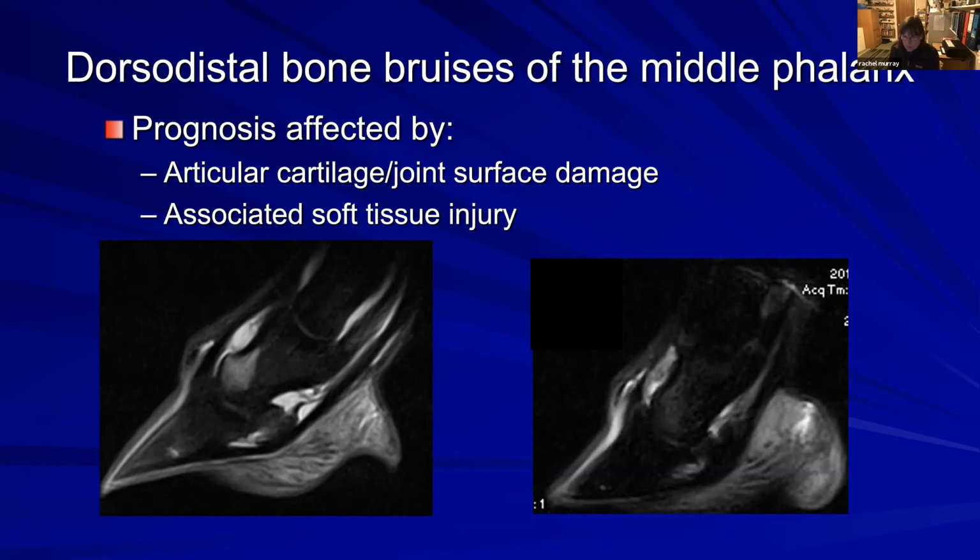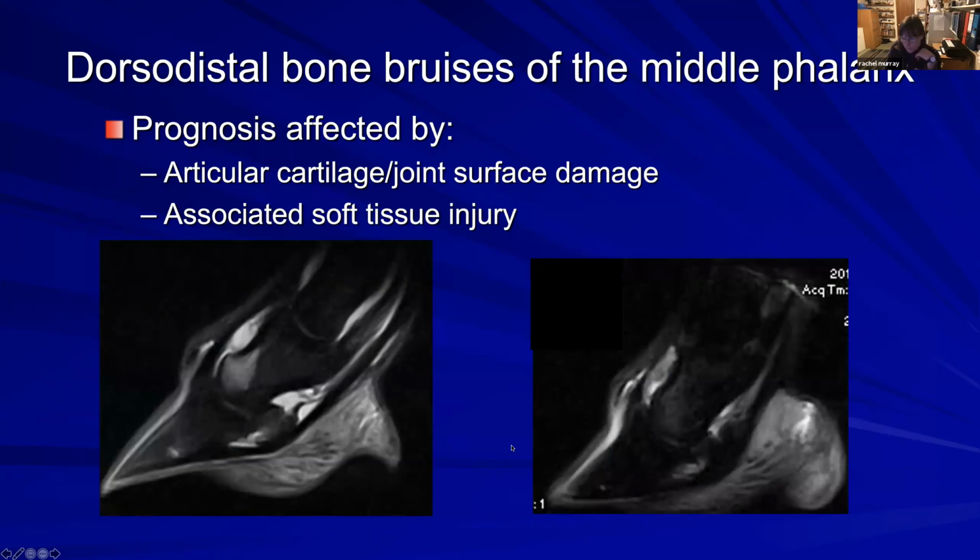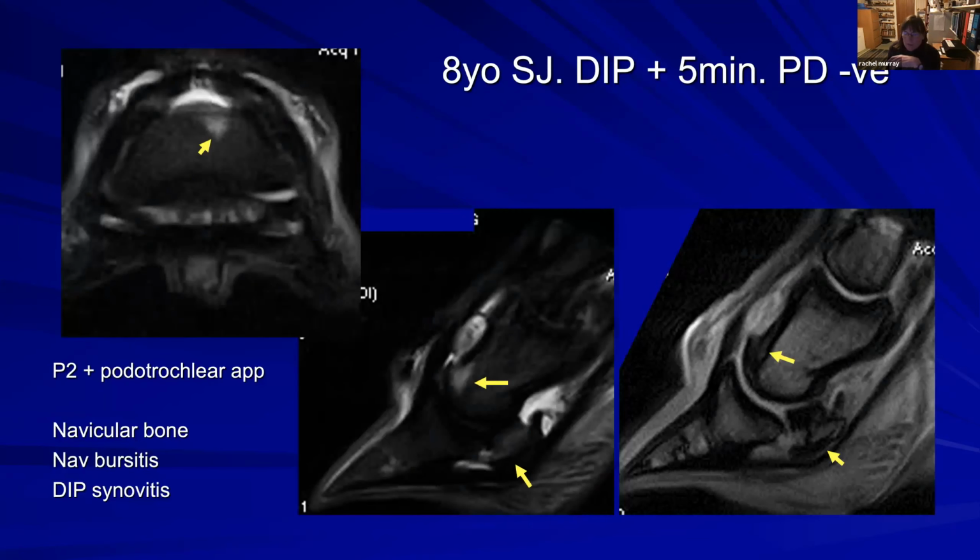For example, this one was an 8-year-old show jumper, which blocked out to the distal interphalangeal joint, was negative to a palmar digital. And you can see we've got a significant dorsodistal bone injury of the middle phalanx. But in association with that, we have also got significant podotrochlear apparatus injury, so we've got navicular bone injury. We also had navicular bursitis and distal interphalangeal joint synovitis. So we have got other things going on with the dorsodistal bone injury in the middle phalanx.